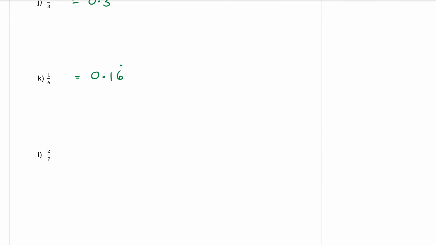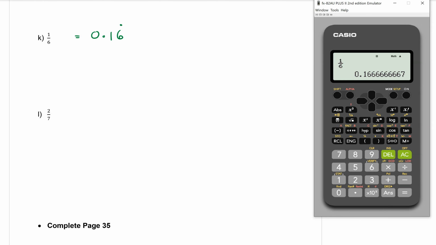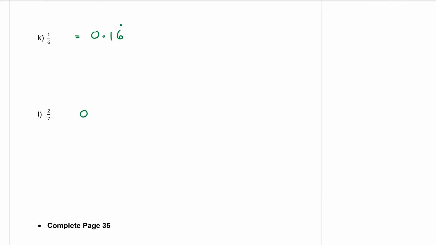L, last one, typing in 2 over 7, pressing equals, and my SD button. So I had 285714, 2857, so it started the pattern again, didn't it? Can you see the pattern there? Starting with 2, and then the 2 again partway through on the calculator. So it's 0.2857, 2, 8, 5, 7, 1, 4. And then on your calculator it starts again, 2, 8, 5, 7, 1, 4. So that's going to repeat. It doesn't have enough places to keep going, so that's why it stops.